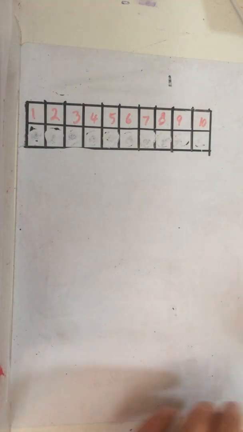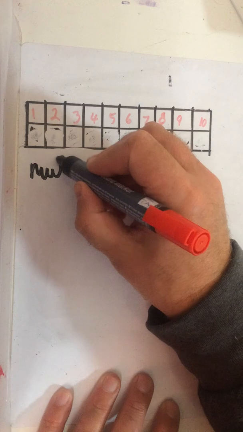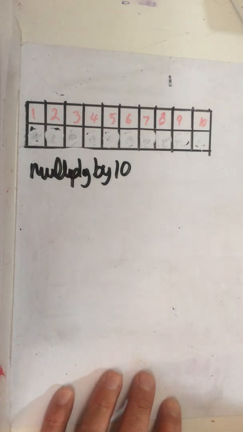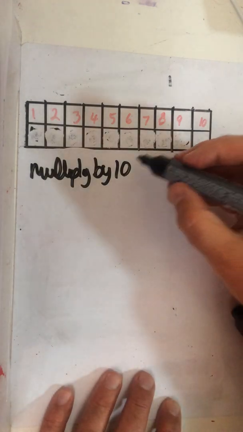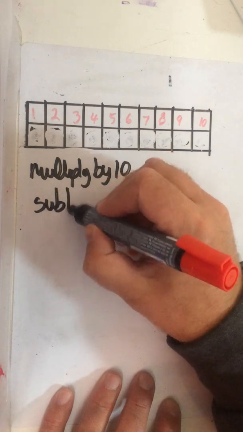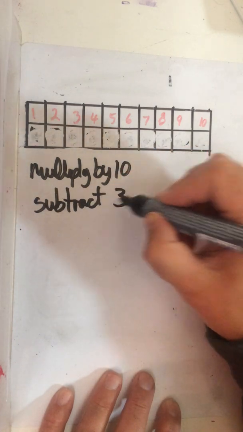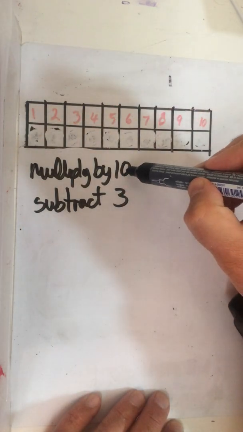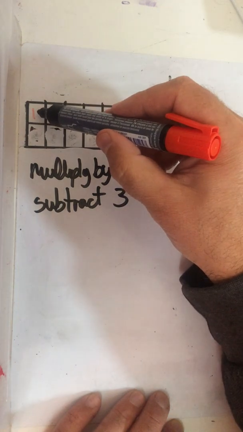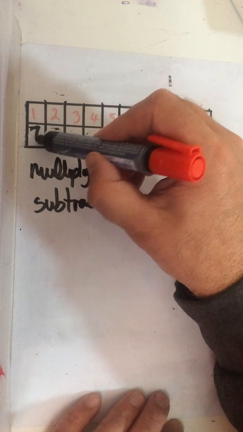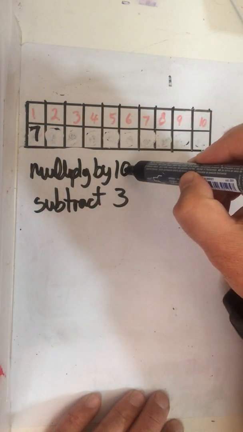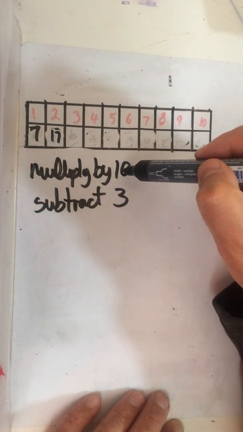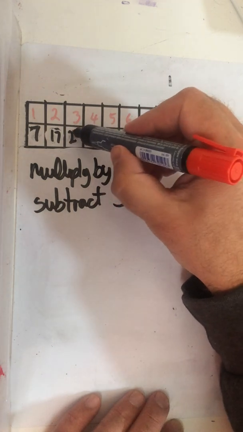Right, so if we have, you multiply by 10, and then you subtract 3. So let's have a look again. For each number here, I multiply by 10 and subtract 3. So 1 times 10 is 10, minus 3 is 7. 2 times 10 is 20, minus 3 is 17. 3 times 10 is 30, minus 3 is 27.